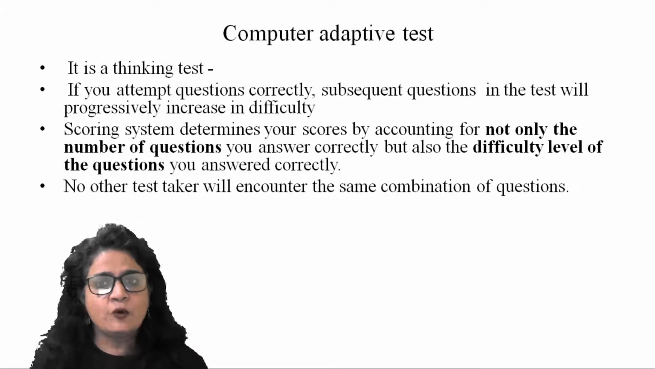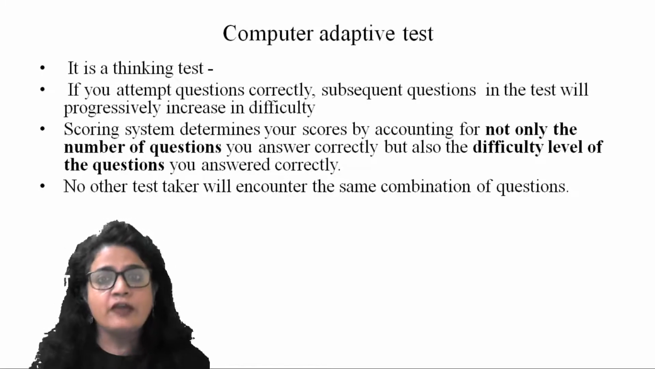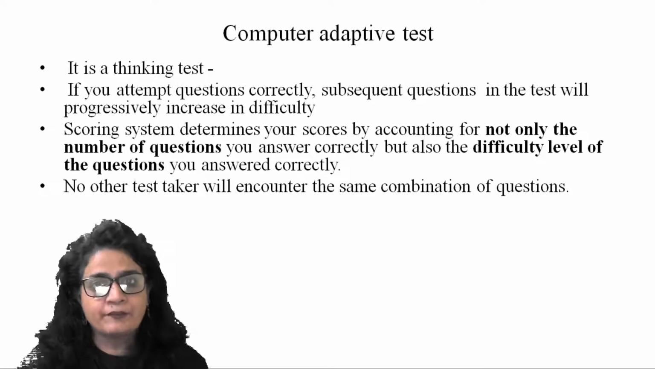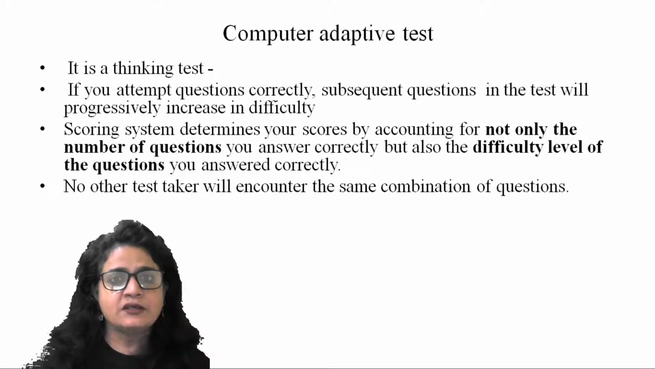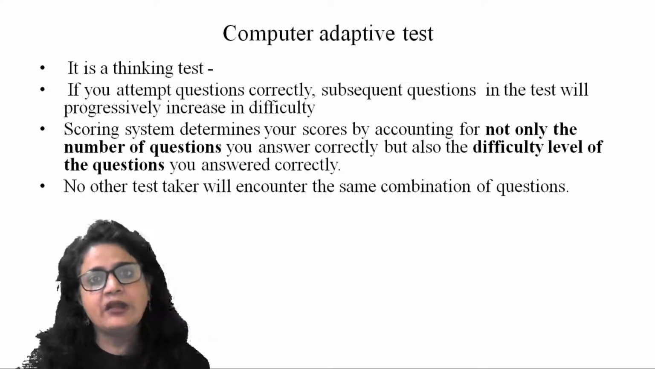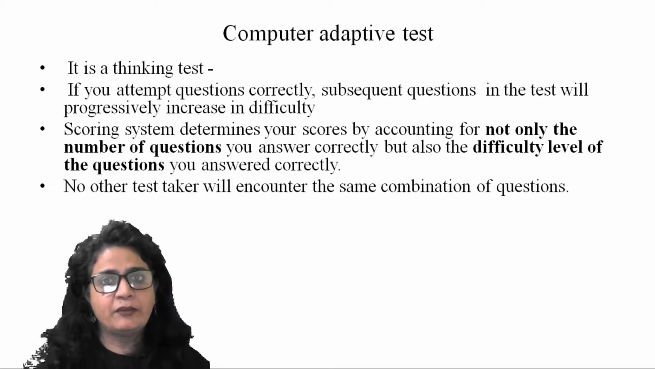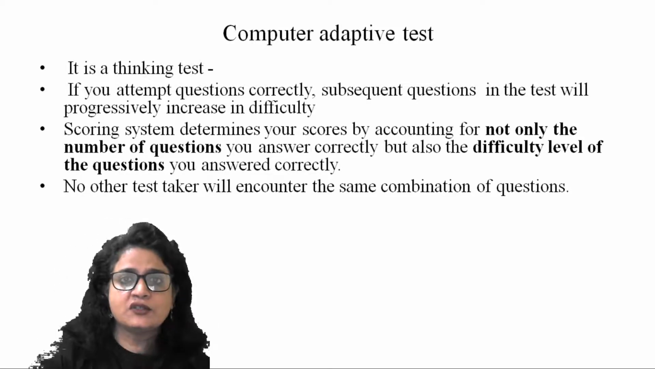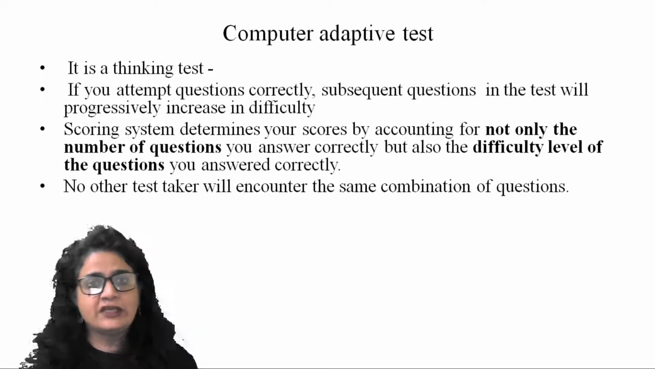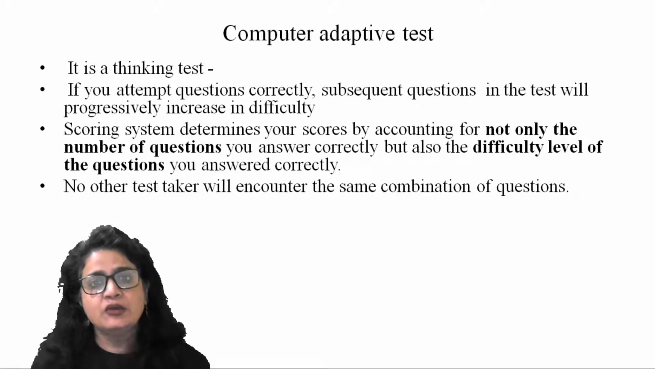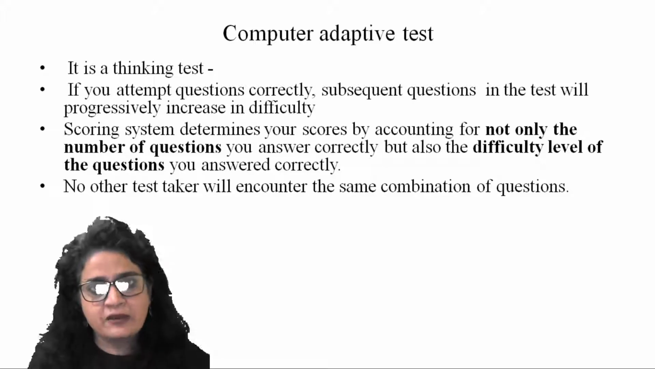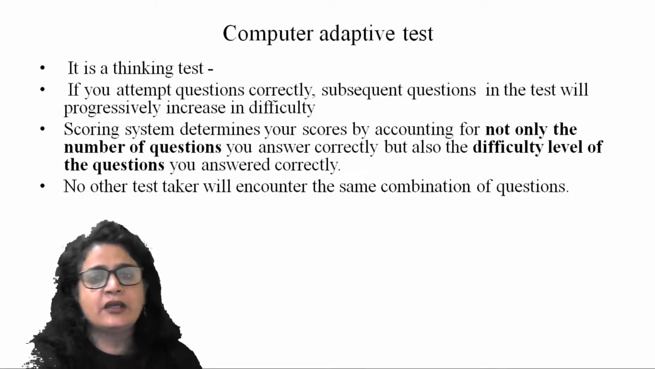The scoring system determines your score by accounting for not only the number of questions, but also the difficulty level of the questions. So the higher the difficulty level, the higher the marking. The more questions you answer which are high on the difficulty level, the higher will be your score. It might happen that the same number of questions were done correctly by 2 students, but their scores are going to be different, because one student might have done more correct questions which were in the lower difficulty level. So that way, your score is the unique representation of your skill. It's uniquely representing your skill in NMAT performance, right? No other test taker will encounter the same combination of questions.